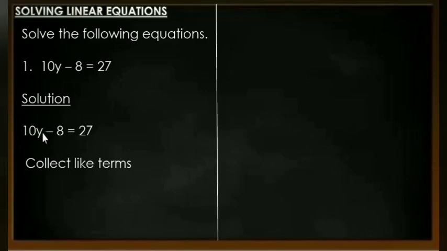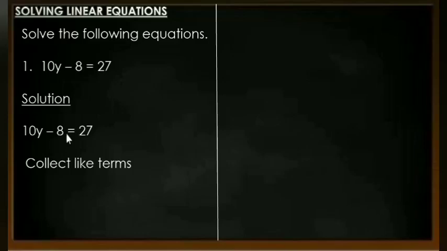Whenever a variable or a constant does not have a plus or minus sign in front of it, it simply means there is an invisible plus. Like in the case of this 10y, there is an invisible plus here. That is the reason why plus or minus is not written here. Like in the case of 27, there is an invisible plus here. That is why nothing is written here. But in the case of 8, when it comes to minus, it must be written. It's a must. So that's the reason why this minus belongs to this 8.